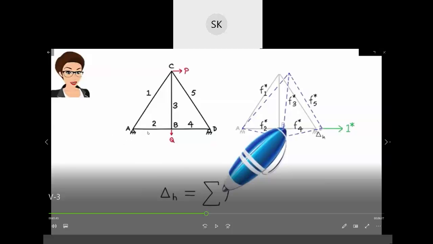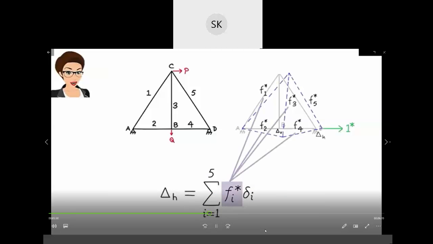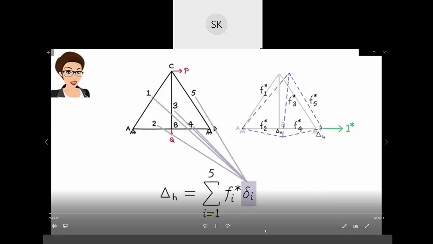What I'll do, at any point, suppose at B, at A, at D, at C, anywhere, I have been asked to find the displacement. I'll apply a virtual load of 1 Newton at that point, and I'll find the forces due to this load on other members. The displacement at D equals the sum of F star i times delta i, where F star i is the virtual force in member i due to the unit virtual load at D, and delta i is the elongation of the member due to the real loads.